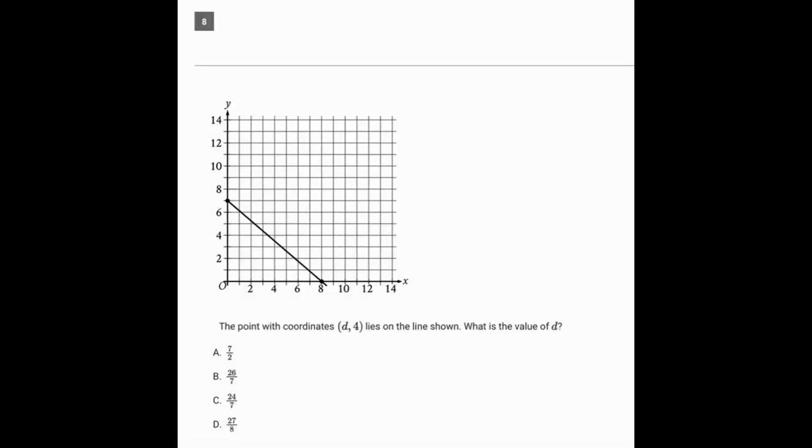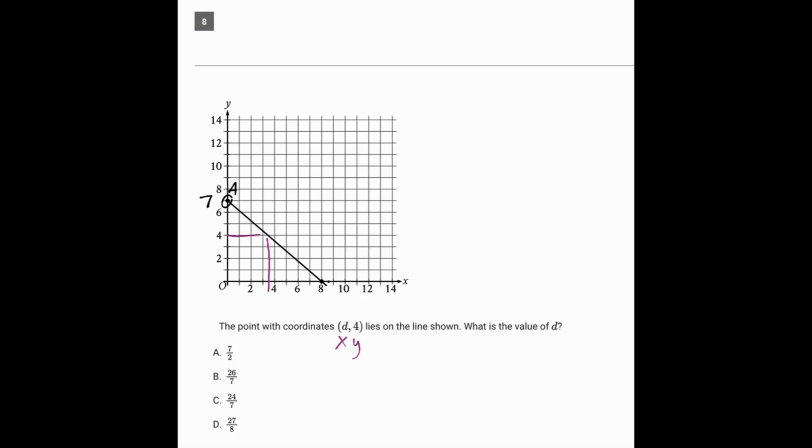Now, question number 8 here is a surprisingly challenging one because we can't just look at this line and say, okay, well, when y is 4, what is x? Because what's happening is that we're getting an answer that's in between. It's in between 3 and 4. So instead, we can actually just get the equation of the line. The y-intercept is 7 because it's hitting the y-axis at 7.